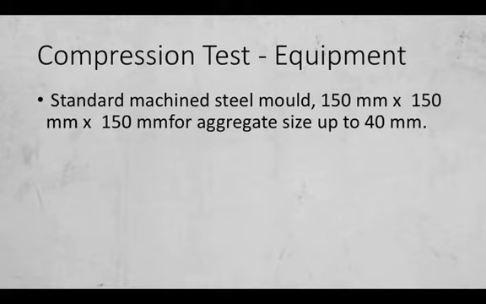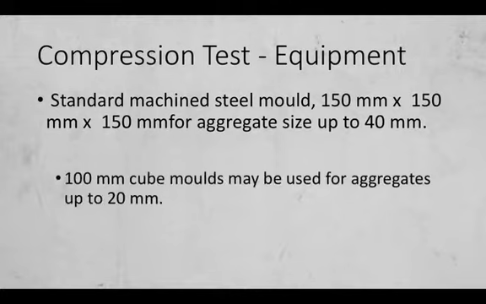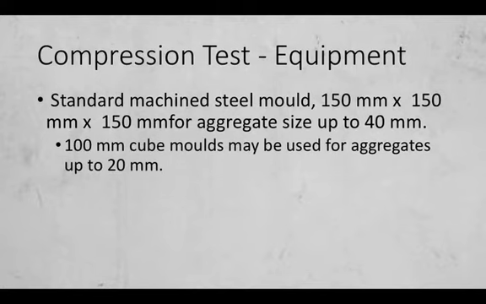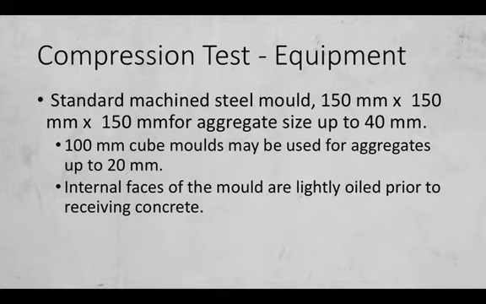And here we have the equipment, a standard machine mold of 150 millimeter by 150 millimeter by 150 millimeter. That's volume. For aggregate size up to 40 millimeters. 100 millimeter cube molds may be used for aggregates up to 20 millimeter. So they have the smaller standards for the one there. The internal faces of the mold are lightly oiled prior to receiving the concrete. This is to ensure that the concrete doesn't harden to the mold itself and stick.